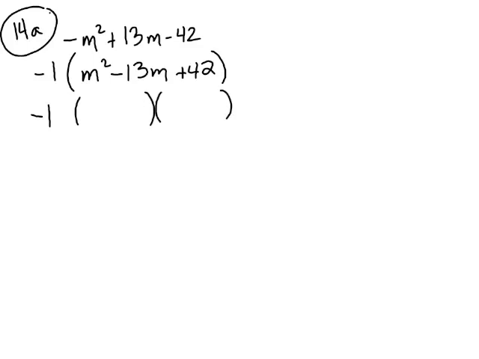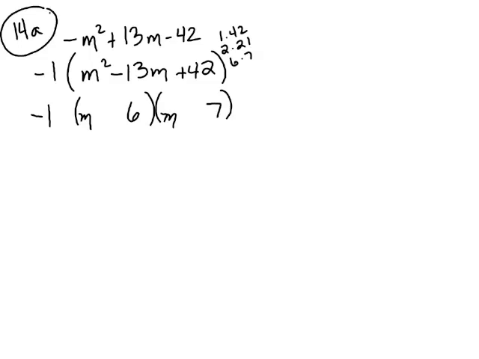Then write your second set of brackets. So what times what gives me m squared? M times m. And then factors of 42. 2 and 21. 6 and 7. What else? 1 and 42. Got it. So which is most likely to get me a 13? 6 and 7.